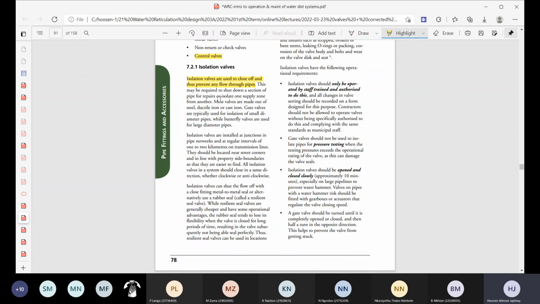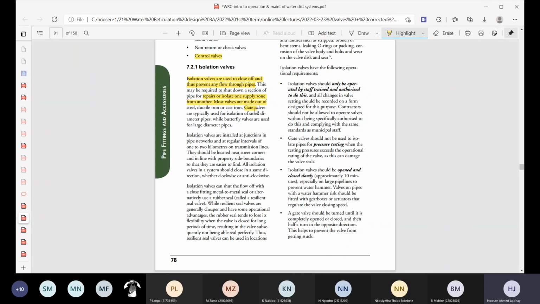You may want to shut down a section of the pipe for repairs, or to isolate one supply zone from another. So read through this. It's pointless me reading it over the lecture. You can read through that yourself. The types of valves that are used are typically a gate valve.